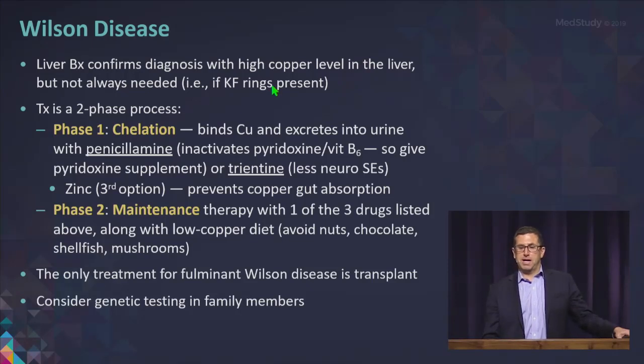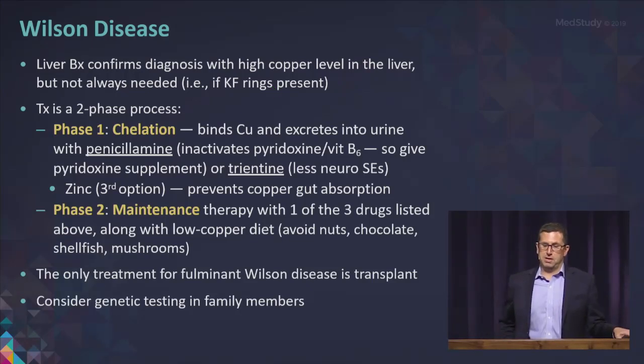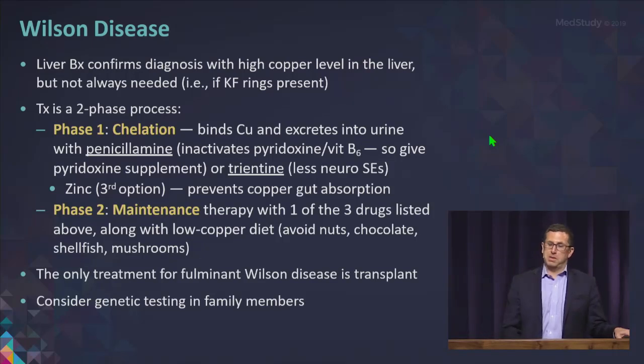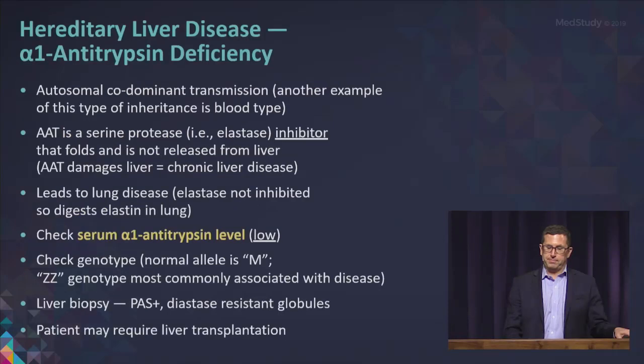Liver biopsy can confirm the diagnosis, but we frequently don't always have to do this, particularly if Kaiser-Fleischer rings are present. And the main treatment here is chelation. So you want to give chelating agents like penicillamine or trientine that bind copper and allow you to excrete it. And then there's maintenance chelation phases as well, and avoiding foods with high copper, such as nuts, chocolate, shellfish, and mushrooms. But the only real treatment is transplant.